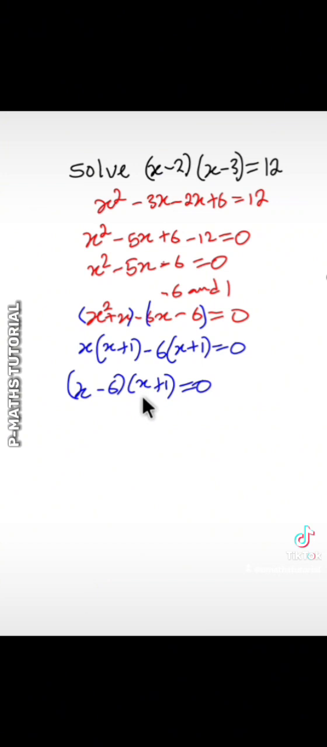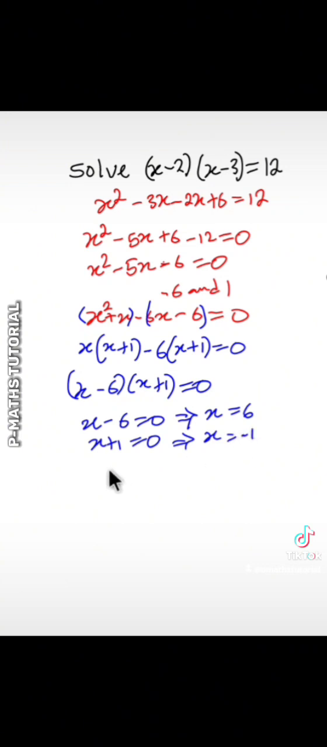Then you can now equate both brackets to 0. X minus 6 equals 0. X plus 1 equals 0. So from here, we make x the subject. We have x to be equal to 6. Then make x subject in this one also. We have x to be equal to negative 1. Therefore, x is either 6 or negative 1.